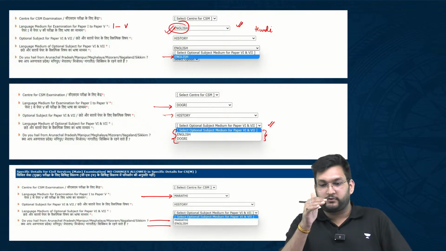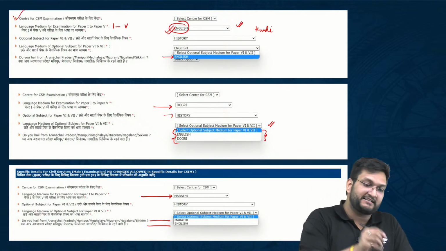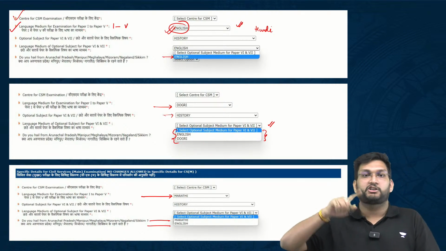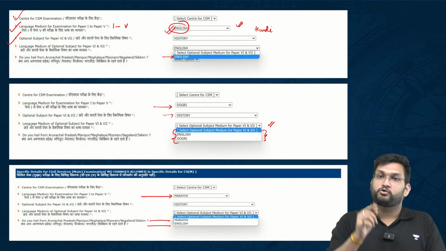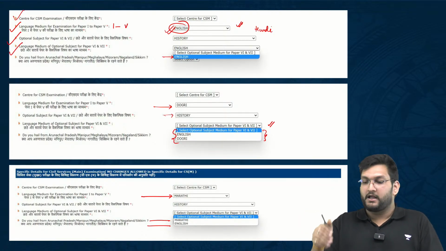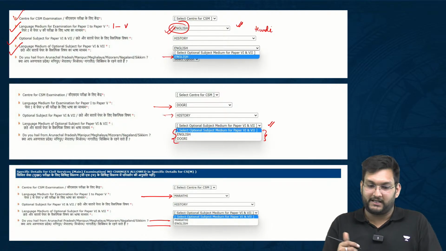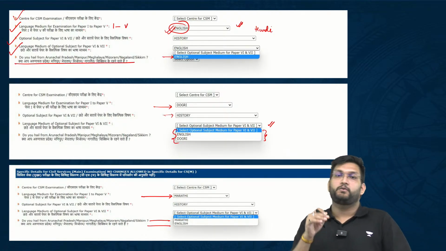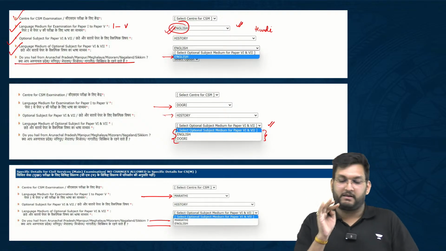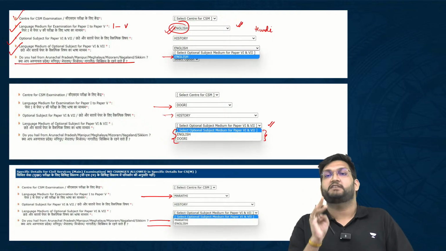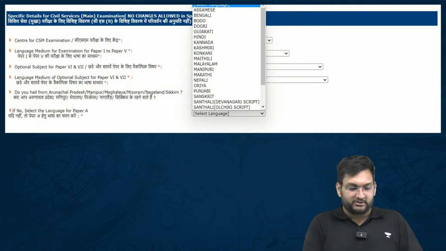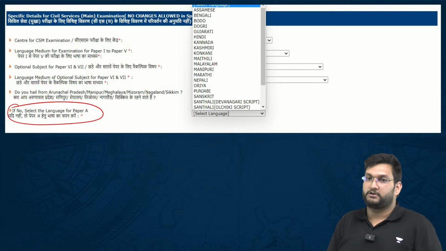Very simply, you have to make sure that your CSE center is sorted, main center is sorted. You choose either English or your vernacular language. Then you choose your optional properly. Then you choose your language or optional also correctly, basically corresponding with one another. And then after you will get a question that do you hail from Arunachal Pradesh, Manipur, Meghalaya, Mizoram, Nagaland or Sikkim? If you say yes, then this option will not be eligible to you.